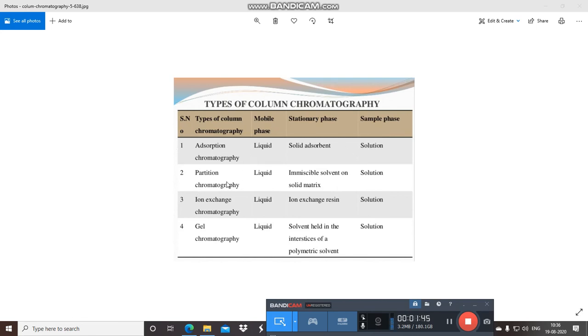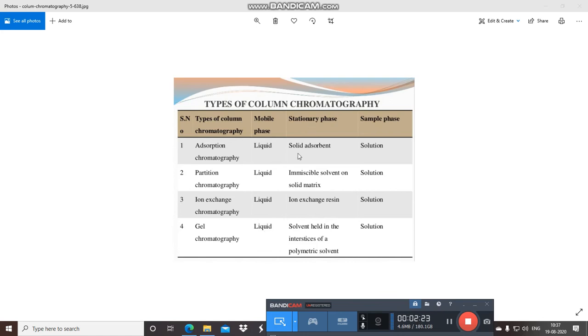The second one is partition, in which the mobile phase is liquid, whereas the stationary phase is an immiscible solvent on a solid matrix, and the sample is a solution. In ion exchange, the mobile phase is again a liquid, but the stationary phase changes. It is an ion exchange resin. I have also worked on this part. This is a very crucial, very important and very interesting chromatography, the ion exchange. It is also very costly. These are very costly techniques. Gel chromatography is again a very expensive technology of column chromatography.